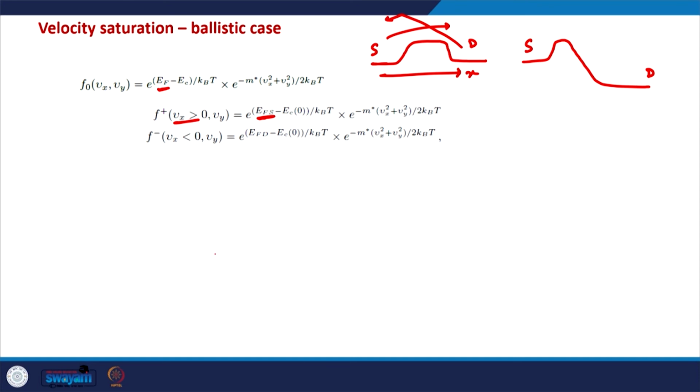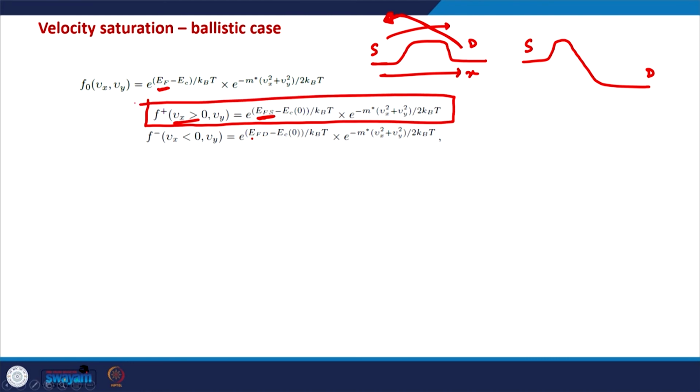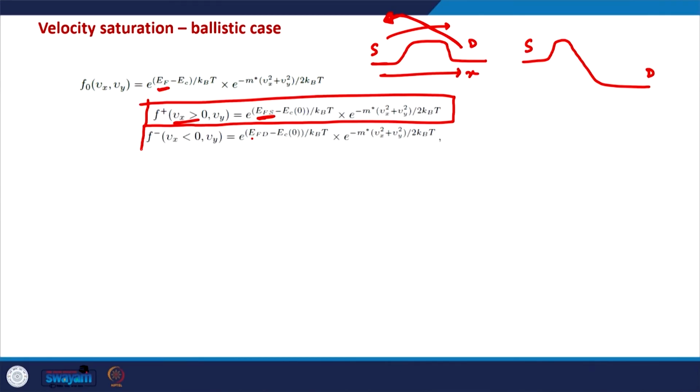And for the electrons that are coming from the drain side, the drain contact will be the origin of the electrons. So, instead of EFS we will have EFD. This will be the Maxwellian distribution of velocities for electrons traveling in plus x direction from source to drain, and this will be the Maxwellian distribution of velocities for electrons traveling from drain to source. The only difference is in EFS and EFD.